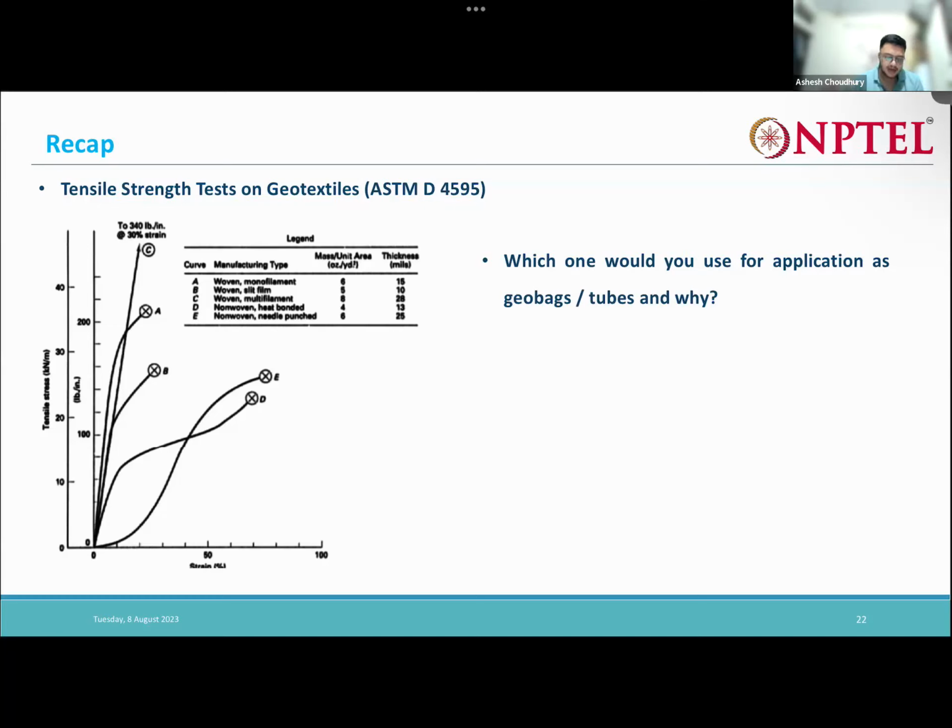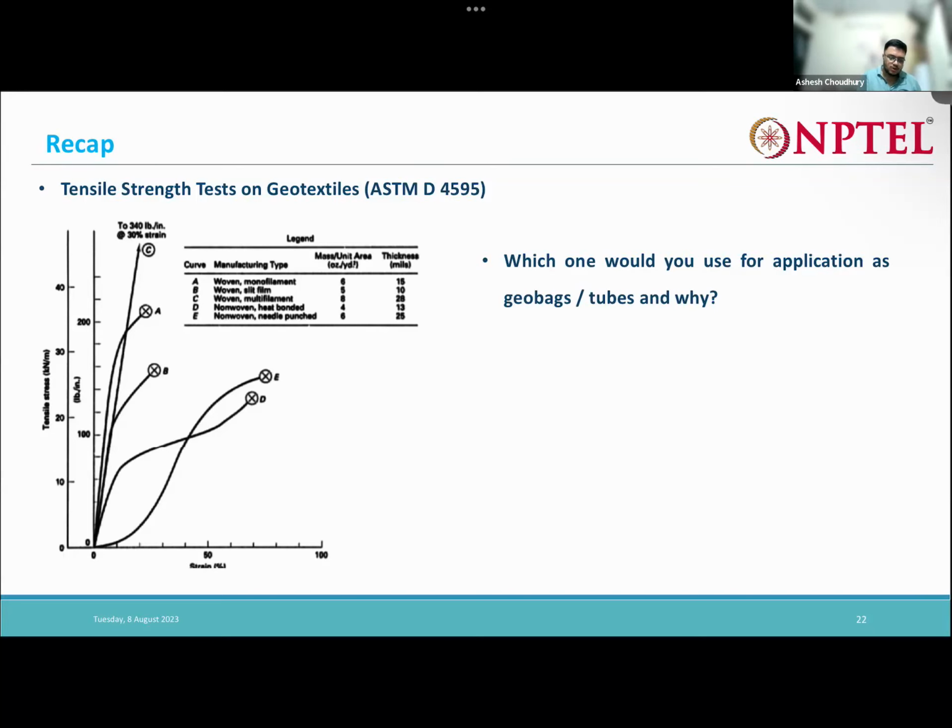Now, if you see this graph, there are five types of geotextile that have been tested. A, B, and C show a similar kind of behavior, and D and E show a similar kind of behavior. Now, tell me, which one would you use for the application as geobags or tubes, and why?